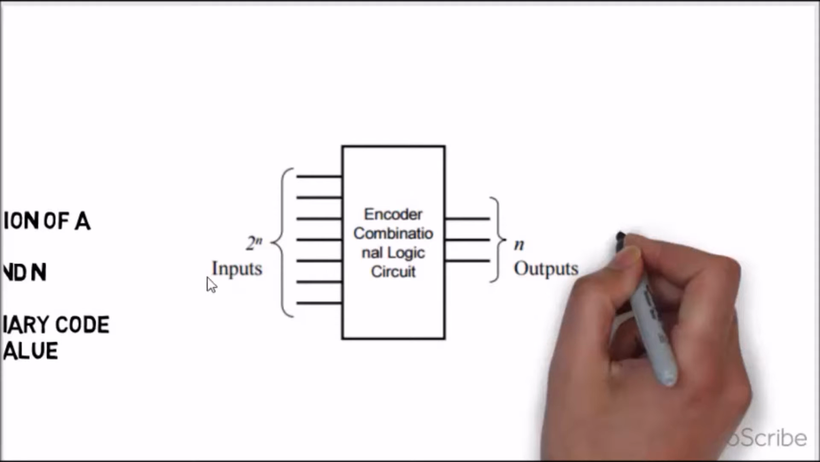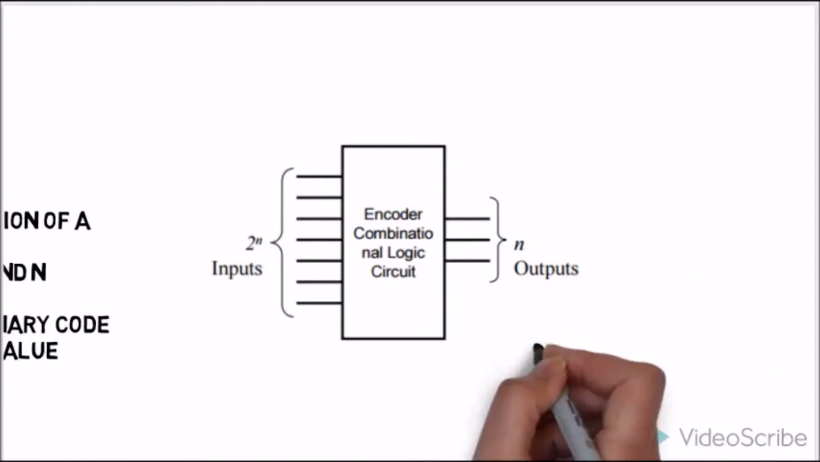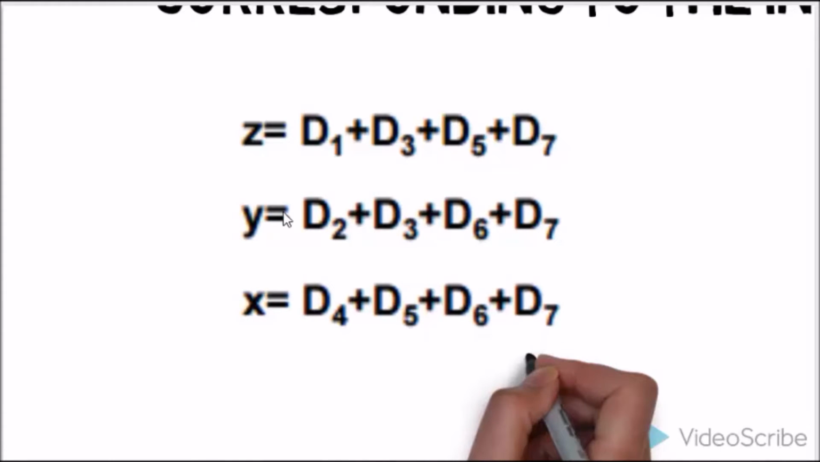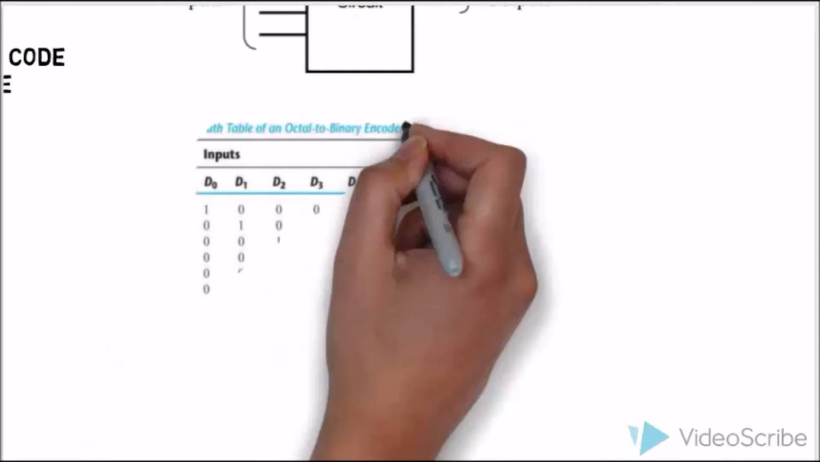This is an encoder. As you can see, it's the opposite of a decoder. You have here 7 inputs and it's going to turn them into 3 outputs. This is the Boolean output function. D1, D2, D3, D5, D7 is going to be given by C. Y can be D2, D3, D6, D7, and so on. But there is a table to explain it even better.